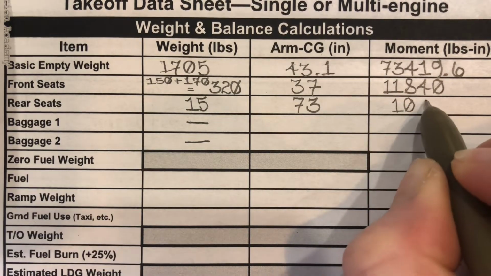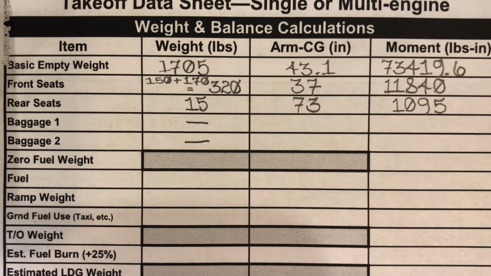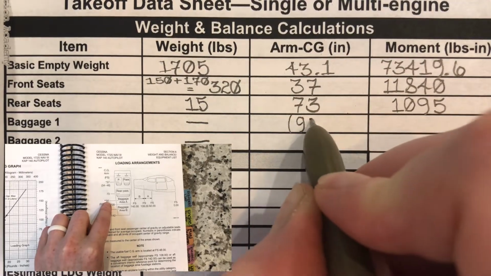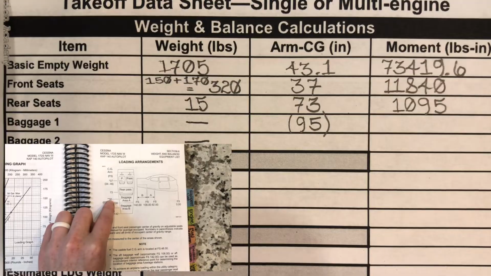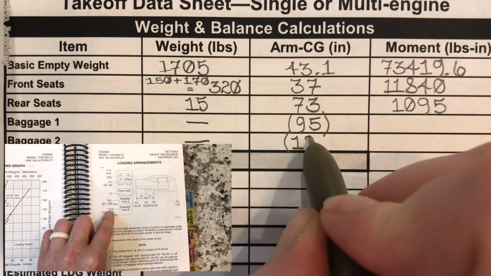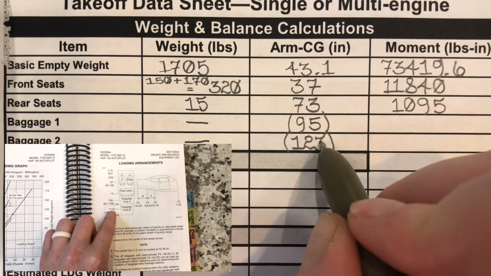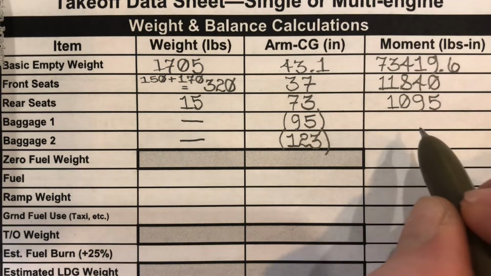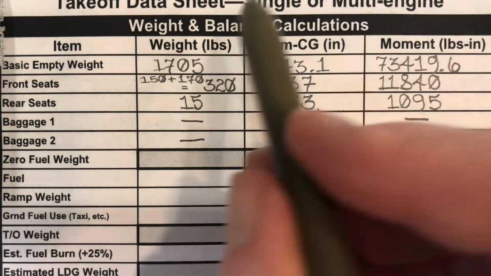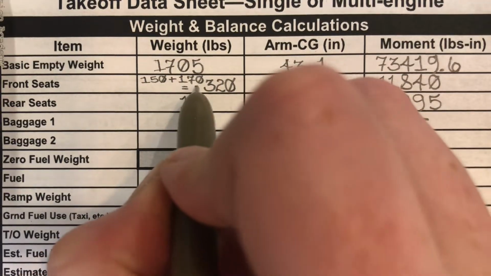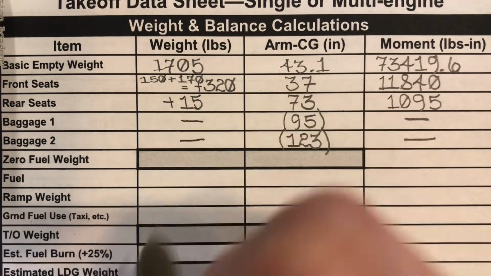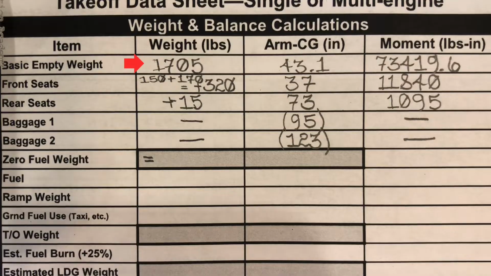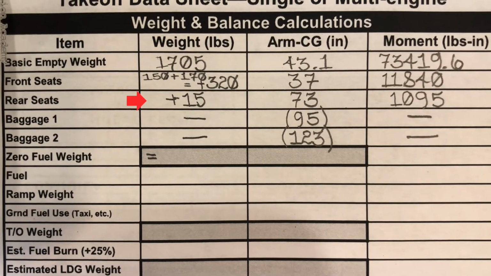Now, just for the sake of humoring anybody who wants to know, if we had something in baggage area 1, we would multiply that poundage by 95. Baggage area 2, we'd multiply that poundage by 123 across, and we would do the same as we've done before. But for today, we're not going to do that. So everything's just going to follow the same format, right? Just multiply across to get the moment. Now what I'm doing here is I put these plus signs because we're going to total all of what we have so far together. So in this weight column, 1705 plus 320 plus 15.